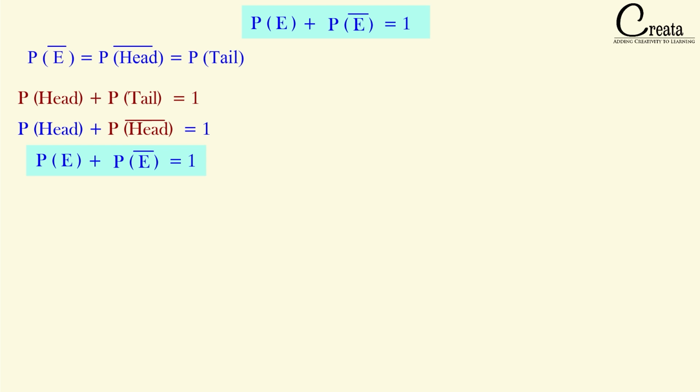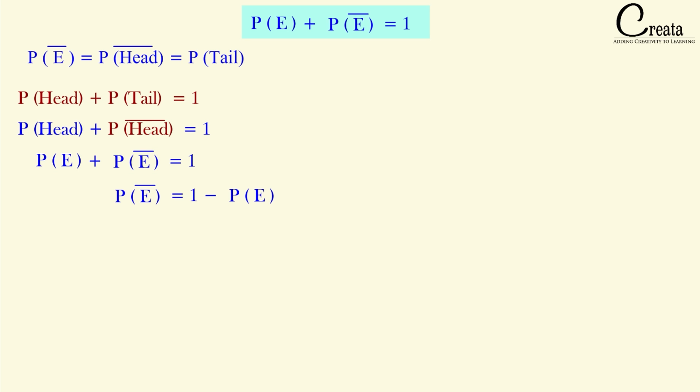This will not be only used in the exam but in the future competitive exams also, this is very important. We can also rewrite it as P(E bar) is equal to 1 minus P(E). Both are same, just we have rearranged some of the terms. Got it? So this is the concept.